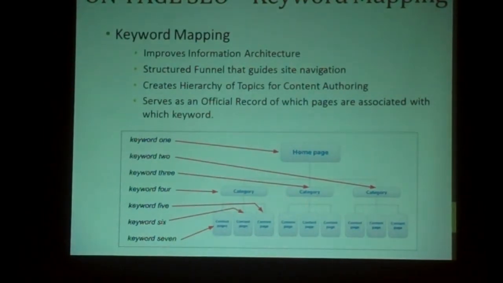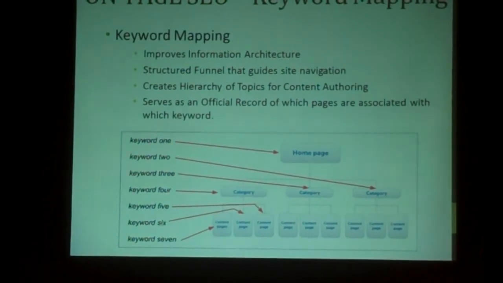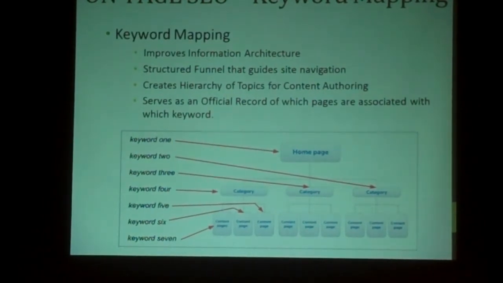It's just important that you take care of this whenever you're building out a website, because it can improve a lot of things. Basically, it allows you to establish some kind of infrastructure or information architecture for your website so that everything makes sense, and then it's structured for the site navigation, which will improve the experience for users in general. But then it also helps you develop a hierarchy of topics for content authoring, and serves as an official record of which pages are associated with which keyword.